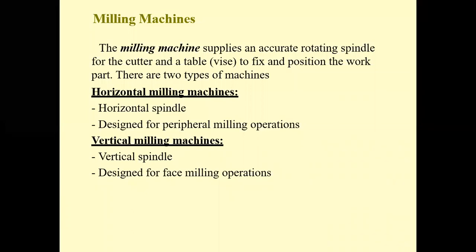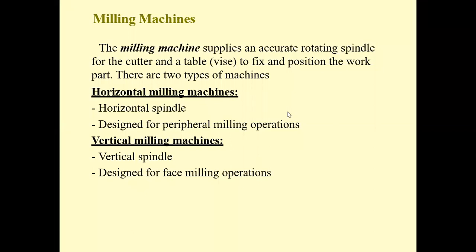So milling machines. What is milling? Milling is nothing but removing material by a rotating cutter. That cutter is called a milling cutter. This milling cutter has multiple cutting edges, as we saw last class. That's why we call the milling cutter a multi-point cutting tool. Whereas the cutting tools used on a shaper, slotter, or lathe are single-point cutting tools. But normally in milling, the cutting tool we are using is a multi-point cutting tool.